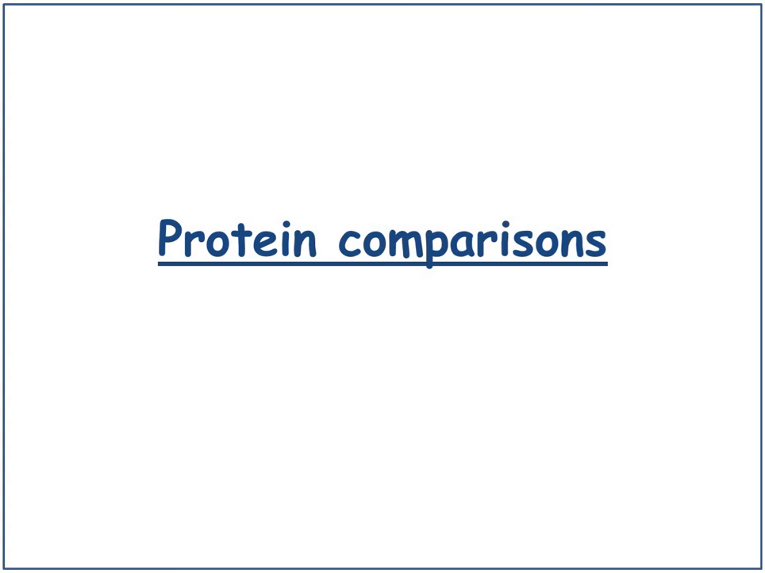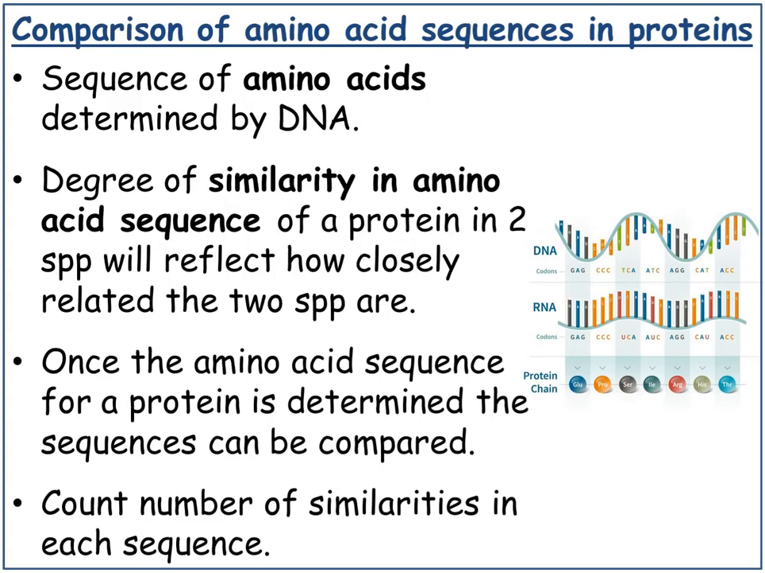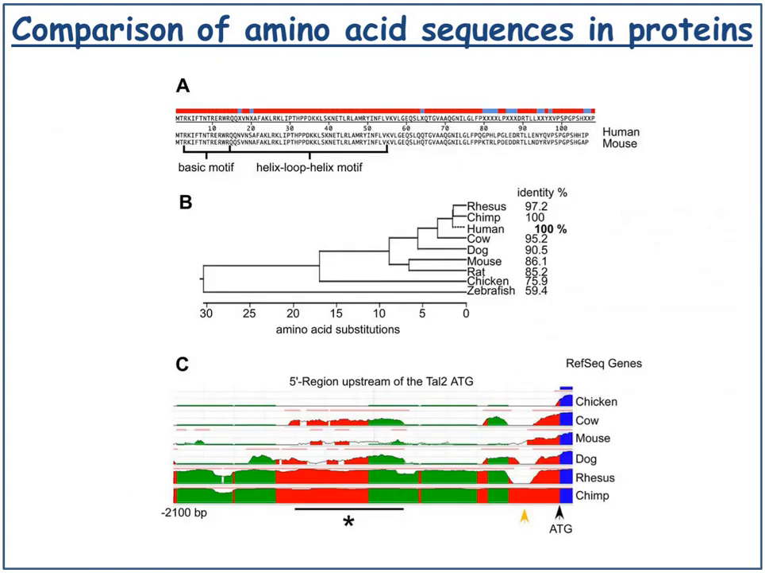Protein comparisons. Comparisons of amino acid sequences in proteins. The sequence of amino acids is determined by DNA. The degree of similarity in the amino acid sequence of a protein in two species will reflect how closely related the two species are. Once the amino acid sequence for a protein is determined, the sequences can be compared. You can count the number of similarities in each sequence.